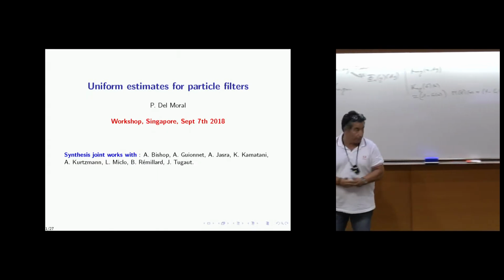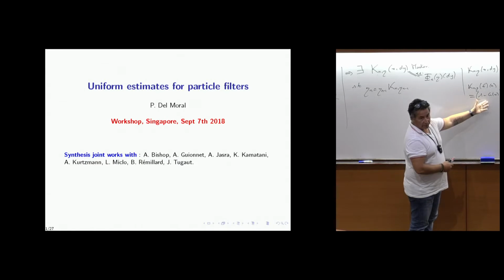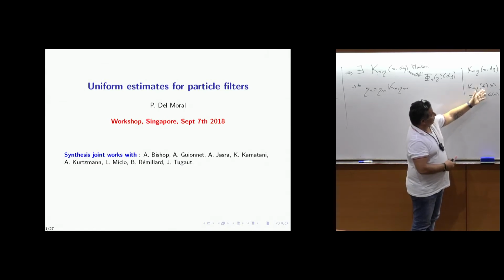It's a Markov transition because if you take f positive, this is positive. If you take f equal to 1, you can check it's equal to 1. So it's a Markov transition. That's the mean of a function of the new state, given you start at x.